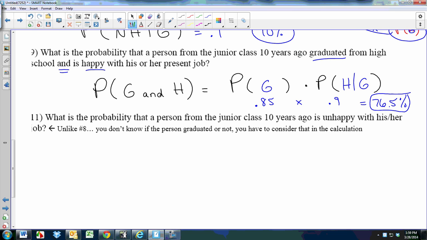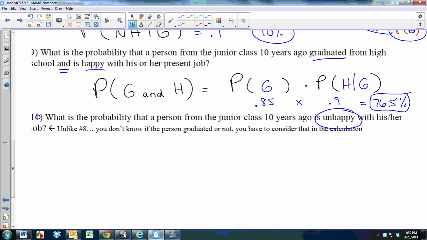Let me pause this for a second. All right, the number 11 for the math teacher who can't count again. There we go. Should have been 10 on mine, but it's your last problem. Okay, it's the last one on your paper. What's the probability that a person from the junior class 10 years ago is unhappy with his or her job? Does this problem tell you to look only at the graduates or only at the did not graduate? It doesn't tell you, like number 8 did, the one we did earlier that said only look at the graduates.